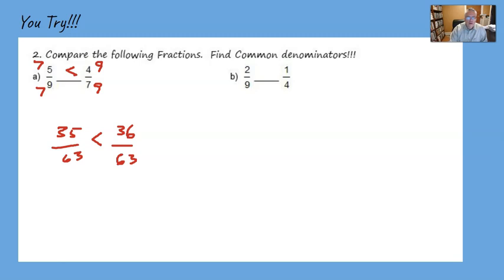All right, 2 ninths and 1 fourth. This one we're going to multiply by 4 over 4. That becomes 8 over 36. And this one by 9 over 9. That becomes 9 over 36. 9 36ths is greater than 8 36ths, so the inequality symbol goes that way. 2 ninths is less than 1 fourth.